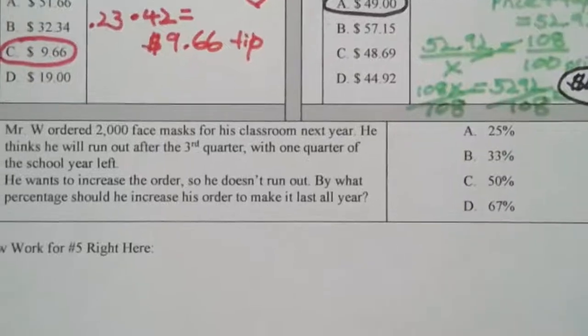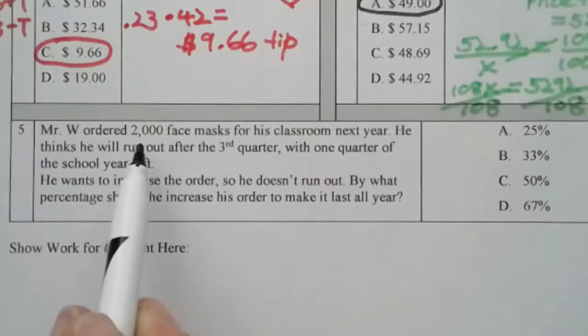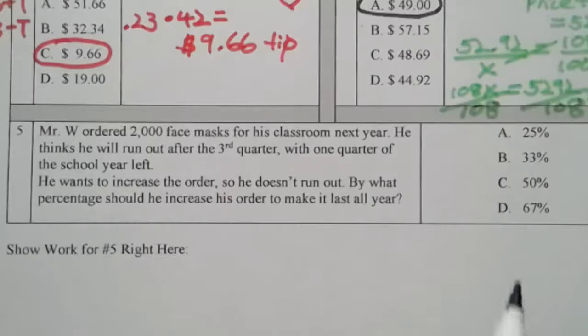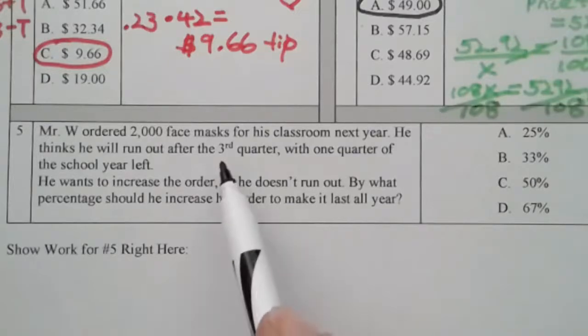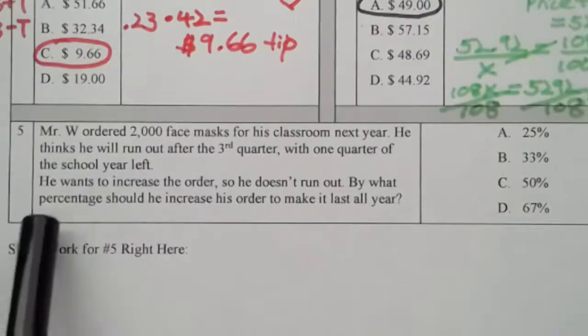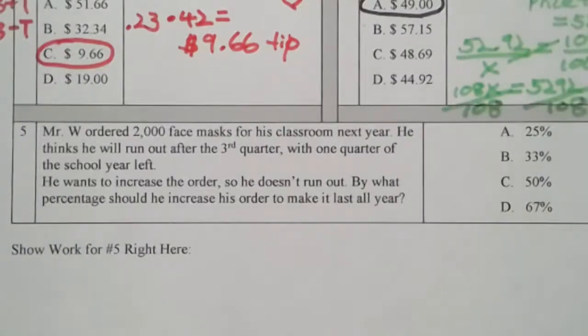And one final one here. That's me, ordered 2,000 face masks for his classroom next year. I have not done that, but maybe I should. I think that will run out after the third quarter because they're disposable and people throw them away after one class. I think I'll run out 3/4 of the way through the school year. So instead of 2,000, I want to order more than that, obviously, because I don't want to run out. And my question is, by what percentage should I increase the order?